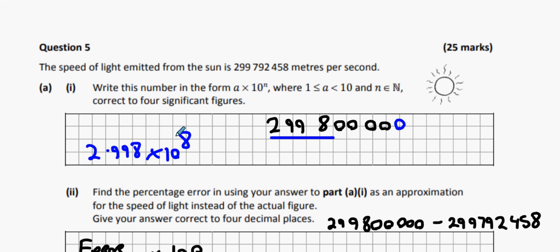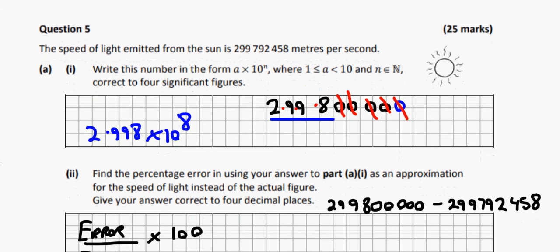Everybody cool with that? Now, if you want to remember how to do this really quickly without the calculator, here you go. Divided by 10 once, divided by 10 twice, divided by 10 3 times, divided by 10 4 times, divided by 10 5 times, divided by 10 6 times, divided by 10 7 times, divided by 10 8 times. 2.988.